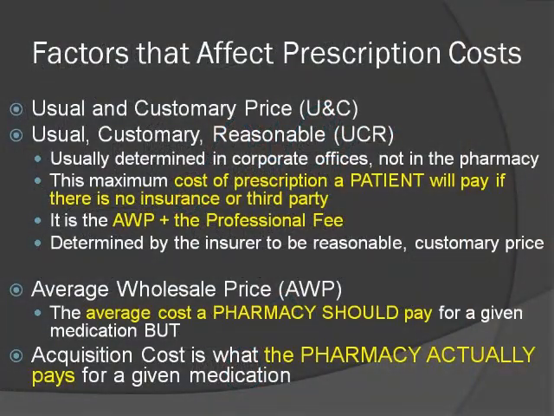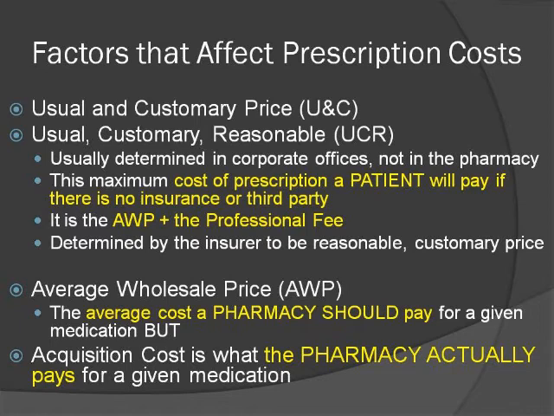Okay, so now we're going to end this session with the last concept that gives more details on factors that affect prescription costs. So I have some terms listed on here. The first one is the U and C, or the UCR. Those are actually synonymous. The usual and customary price, or usual and customary reasonable price. This is referencing the maximum cost of a prescription that a patient should pay if there's no insurance or no third party.